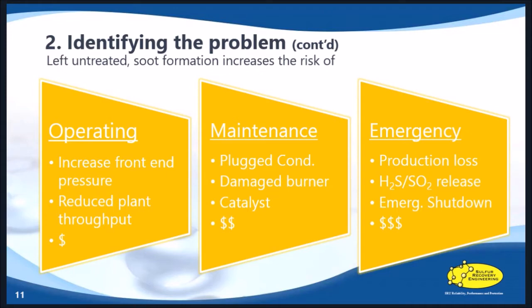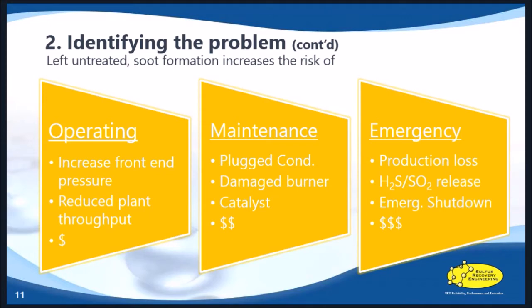That increase in front end pressure also results in reduced SRU throughput, which means reduced plant throughput if you only have one unit handling your sour acid gas or your sour water acid gas. So that's money you're losing right there through reduced plant operations.